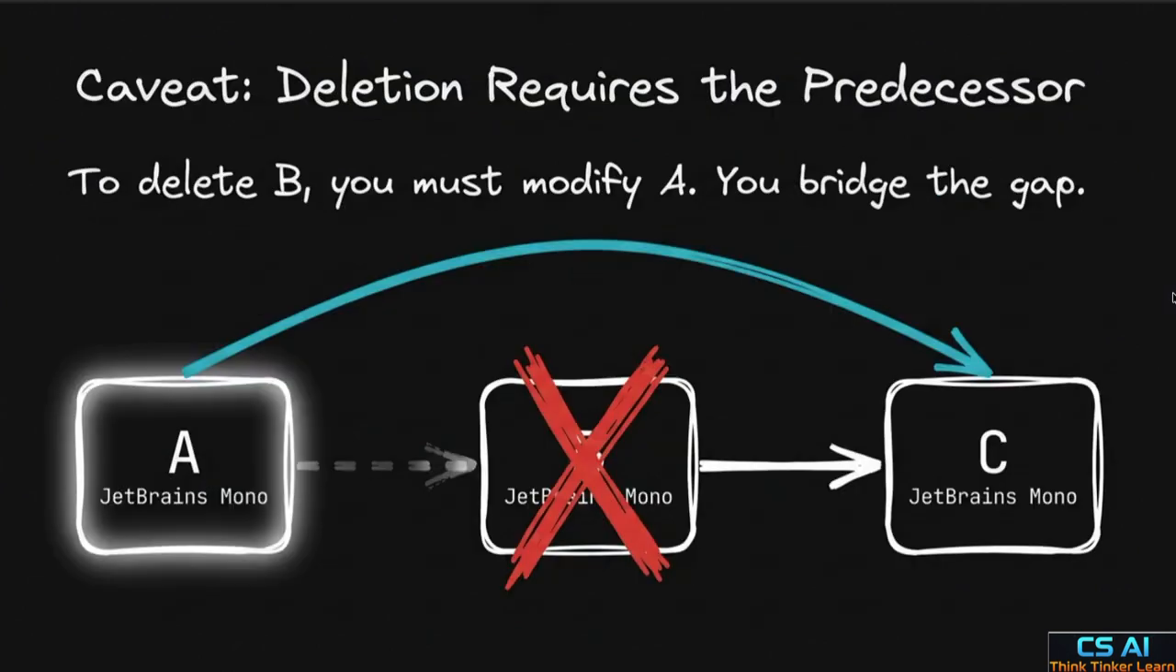Now, a crucial caveat: deletion requires the predecessor. To delete a node, say node B, in a singly linked list, you cannot just point at B and delete it. Instead, you must modify A, its predecessor. You need to make node A's next pointer bypass B and point directly to C. This effectively bridges the gap and removes B from the chain. This means that to delete a node, you must either already have a reference to its predecessor or you'll have to traverse the list to find it, which can add to the deletion cost.